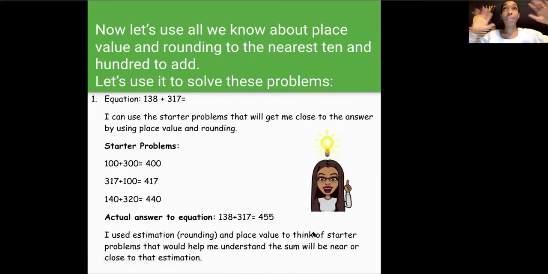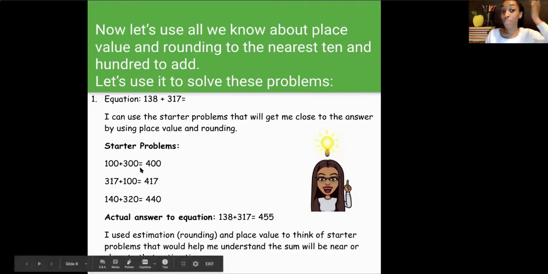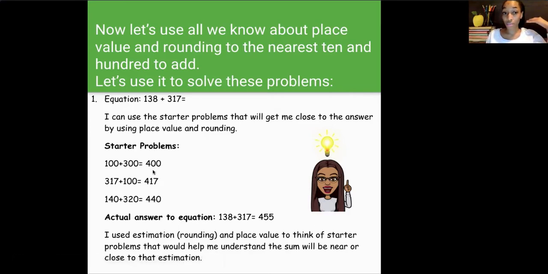Now, using everything we know about place value and rounding, I'm going to create starter problems that will help me figure out the actual sum to an equation. Let's say we have the equation 138 plus 317. So let's say I just want to round both numbers to 100 just to get an idea of where that final sum is going to go. I can use 100 plus 300 because 138 rounded to the nearest 100 is 100.